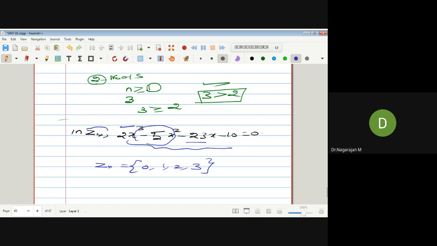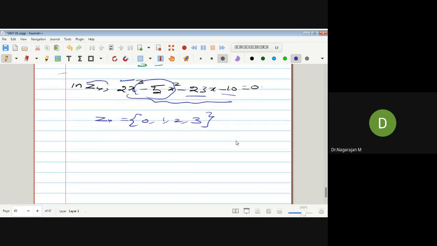Minus 23 is also eliminated. Minus 10 is also eliminated. How to eliminate using the division concept? First of all, you put the positive value 5, 4. How many times? 1 time 4. The remainder is 1. Therefore, this result can be written as 1 into x squared.